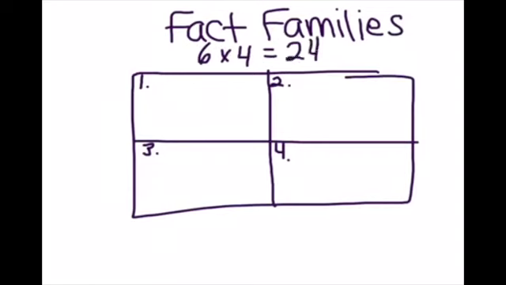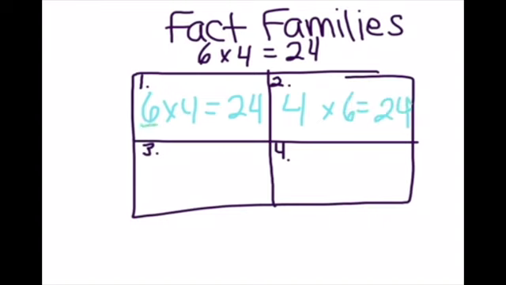That kind of gives away one of our fact families, right? Because it's 6 times 4 equals 24. What would be the other way we could write 6 times 4 equals 24, if I'm using a multiplication sign? 4 times 6 equals 24. Nice job. Because we flip-flopped our factors, but we have the same product.